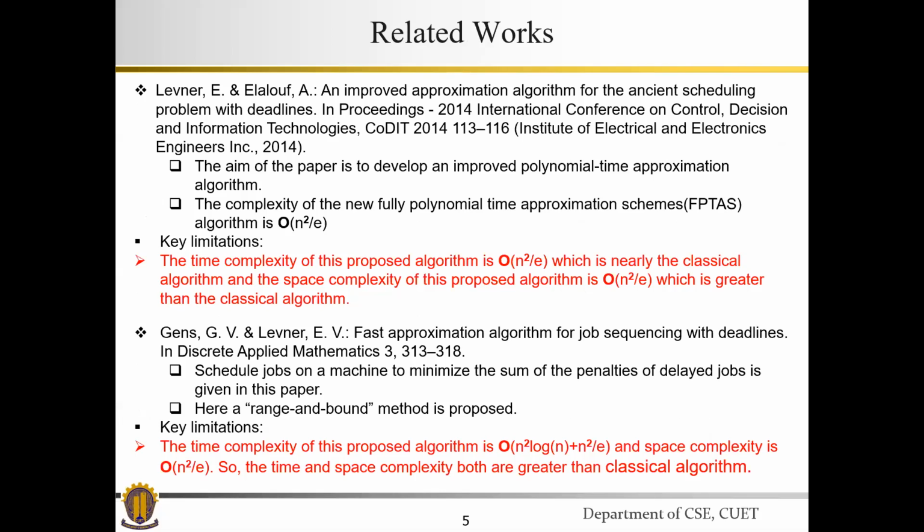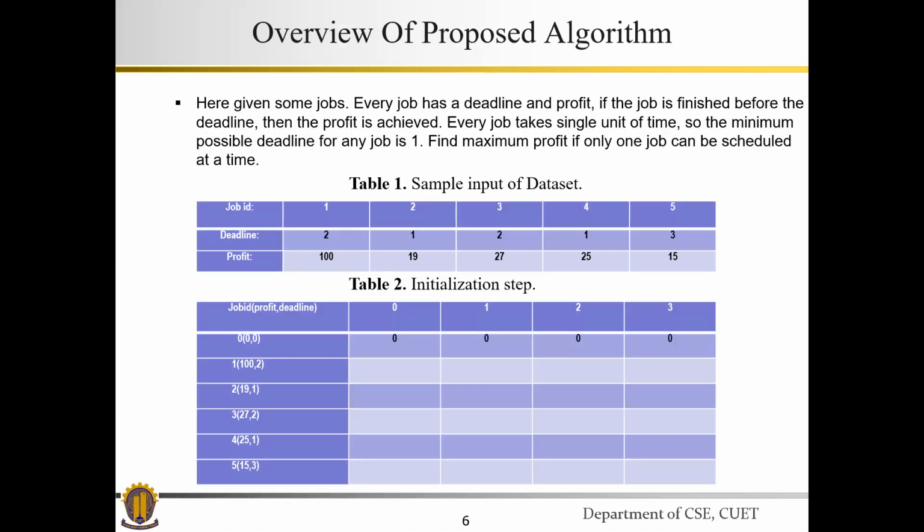In the second paper, a first approximation algorithm for job sequencing with deadlines, in Discrete Applied Mathematics, they solve the job sequencing problem. Here there are bounding and other properties, penalties of delayed jobs, and they have proposed a branch and bound method. Its time complexity is greater than the classical algorithm, and its space complexity is also greater than the classical algorithm. Both are greater than the classical algorithm.